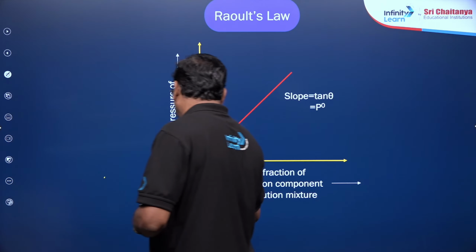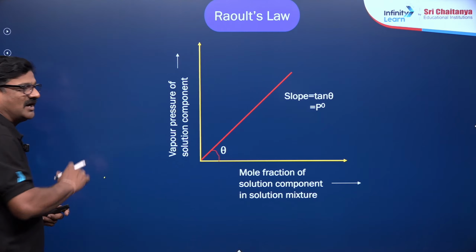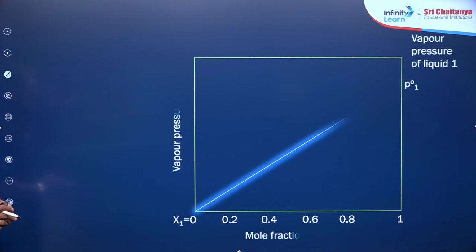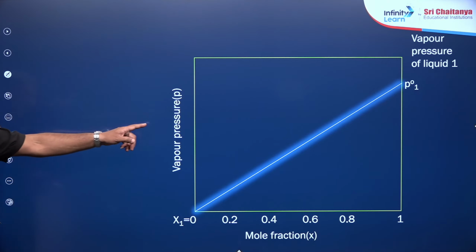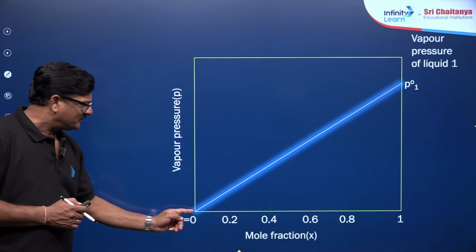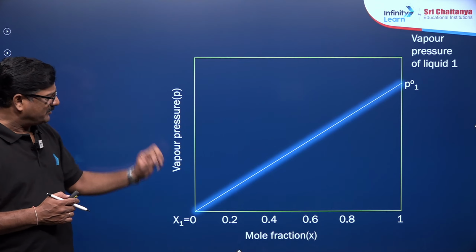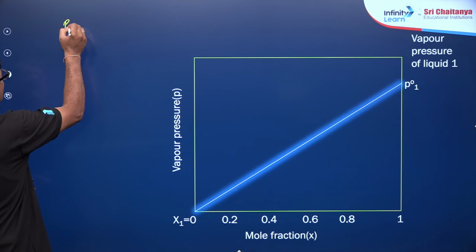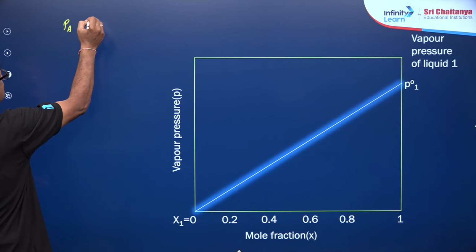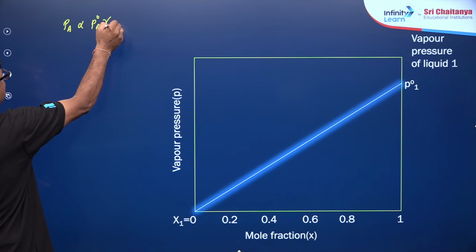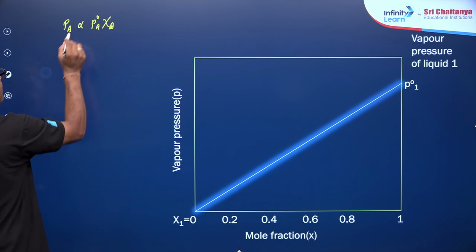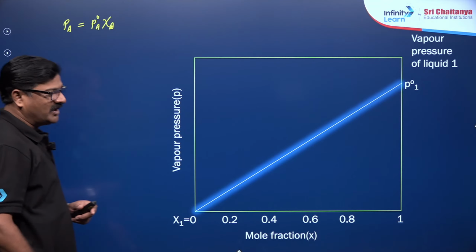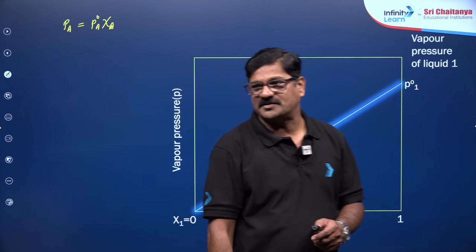And we are going to use this to talk about the ideal solution and its parameters, right? Now you can see vapor pressure and mole fraction. As mole fraction increases, the vapor pressure also increases. That's what it is said to be. PA is directly proportional to P naught A mole fraction of A. PA is equal to P naught A mole fraction of A.